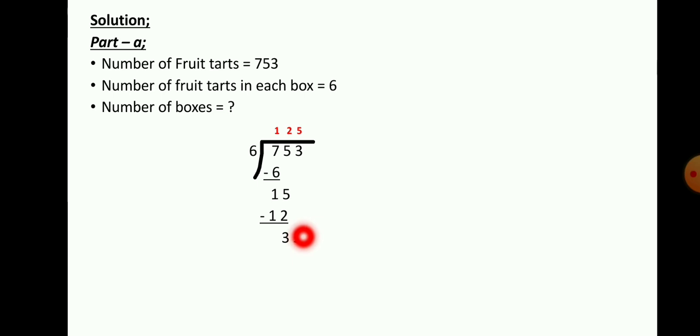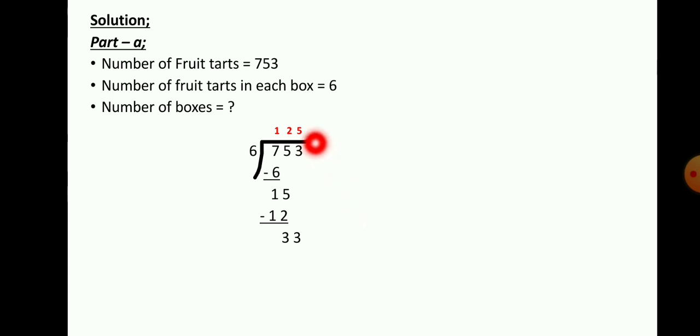Now one more digit that is left from the dividend is 3. So we'll also write this 3 down with the leftover. So this 3 will become 33. Now tell me, does 33 come in the table of 6? No. But below 33, 30 comes in the table of 6. How many times? 5 times.